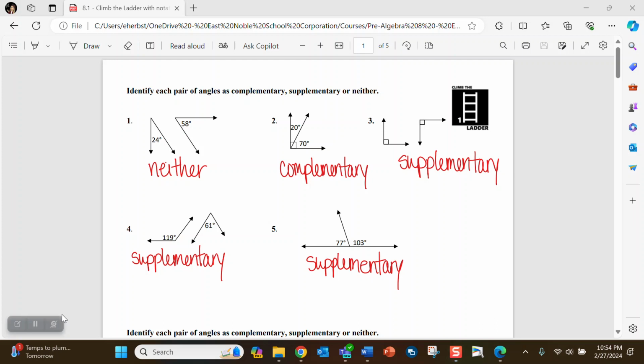Okay, so I have the answer key to the climb the ladder activity that you just completed today. I would like you to listen to the video, and as I go over explanations, check your work. Please make sure you're correcting any mistakes as you go.